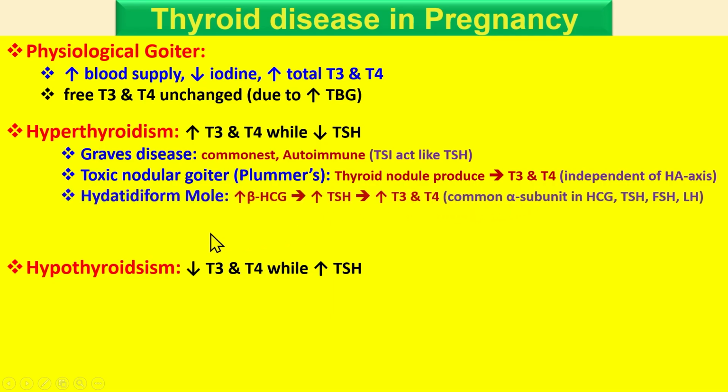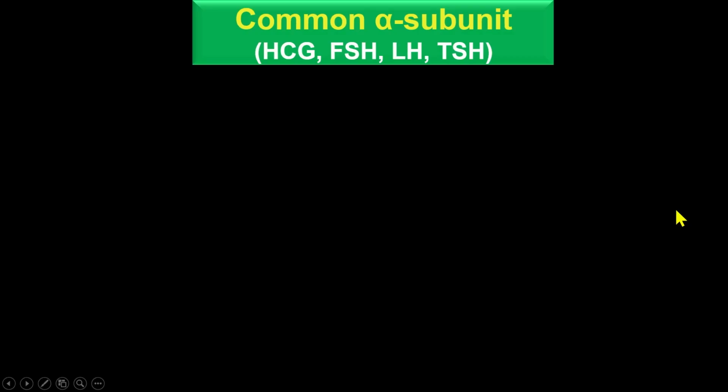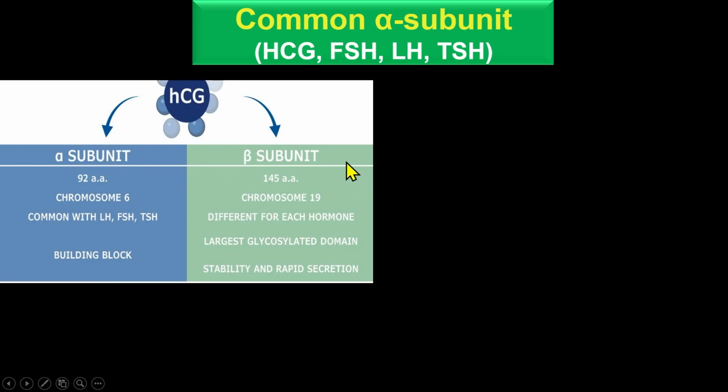Okay, and the other cause is the hydatidiform mole, where there is a high level of beta HCG. Beta HCG can increase the TSH level, so it increases T3 and T4. Why is this increasing? Because there is an alpha subunit which is common, if you recall your physiology. There is an alpha subunit and a beta subunit. The alpha subunit is common in HCG, TSH, FSH, and LH. The beta subunit specifies HCG, FSH, LH, or TSH.